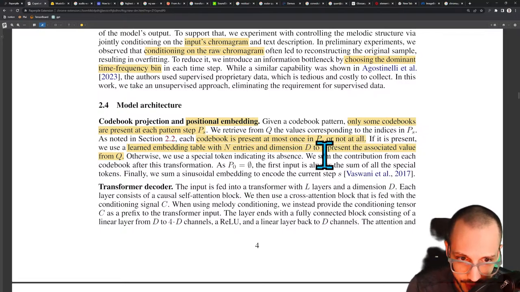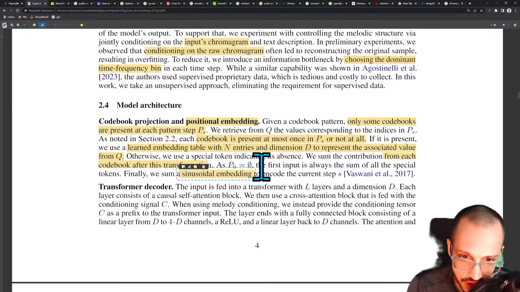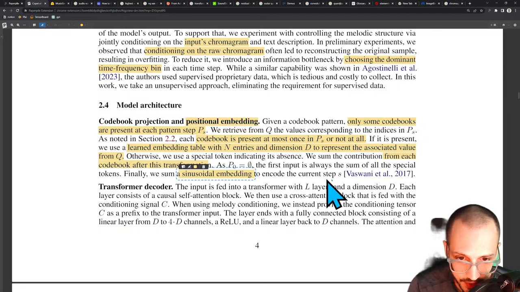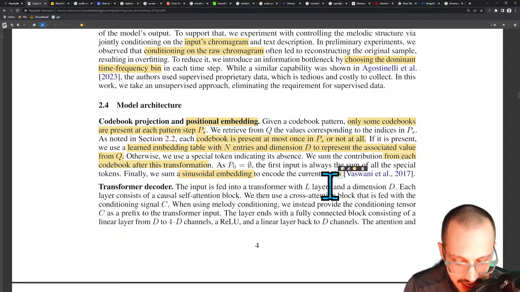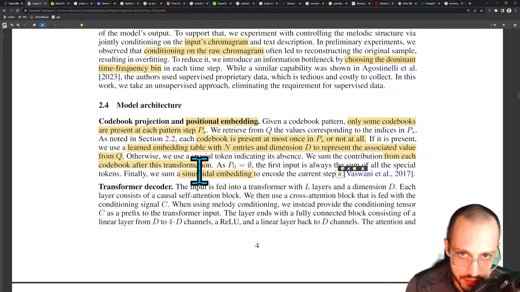They sum all of those up. So you're going to have however many codebooks. If one of the particular codebooks doesn't appear in this particular codebook pattern, it's basically null. Here they're calling it special token. But you add all of those up, and then you also add a sinusoidal embedding, which is the positional embedding. It's a fancy way of using sines and cosines to say where along this input sequence you are. So rather than giving the current step as a number between 0 and 1, they give it as a positional embedding.